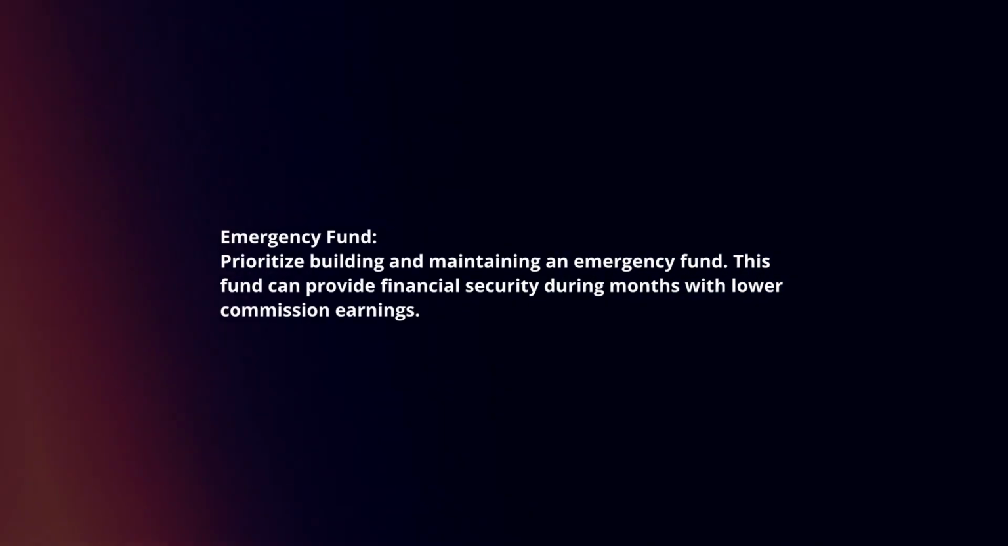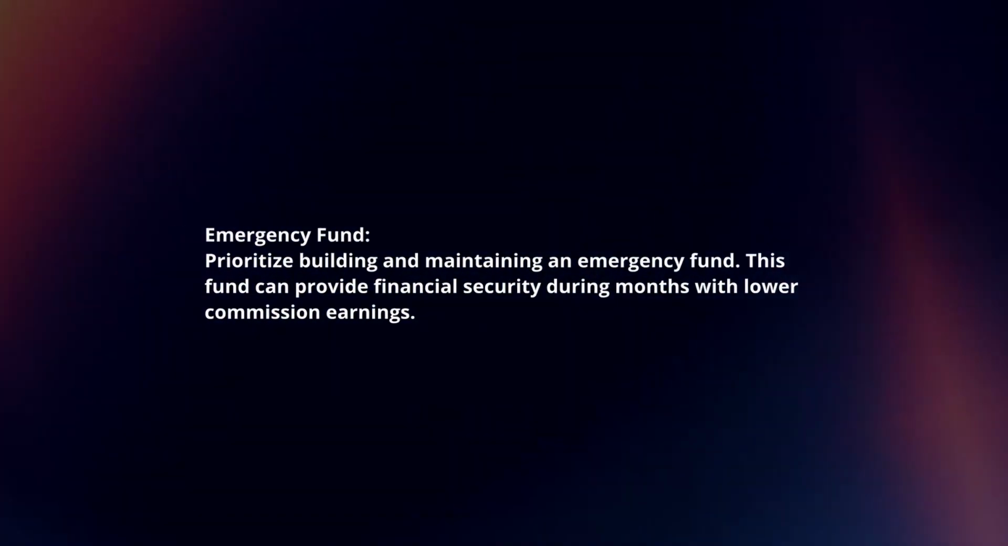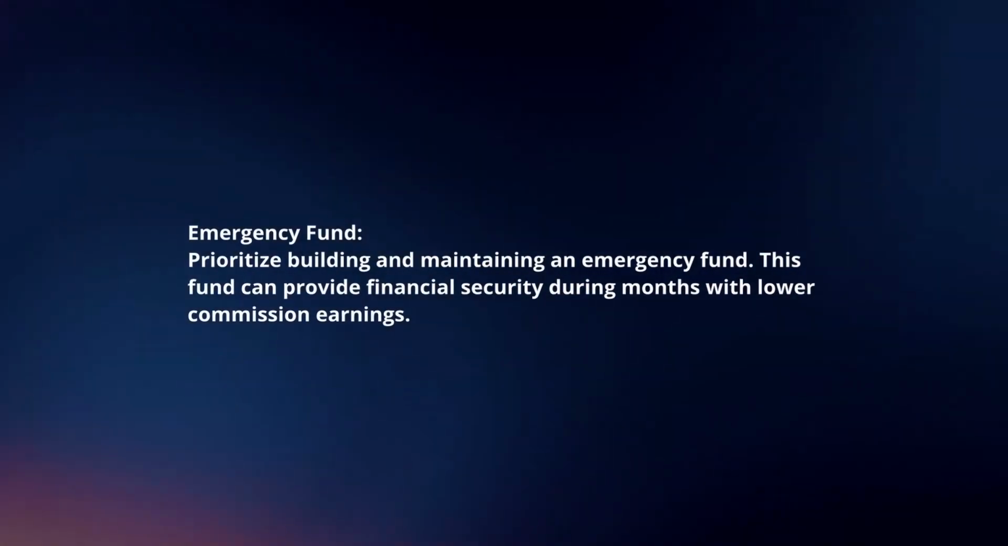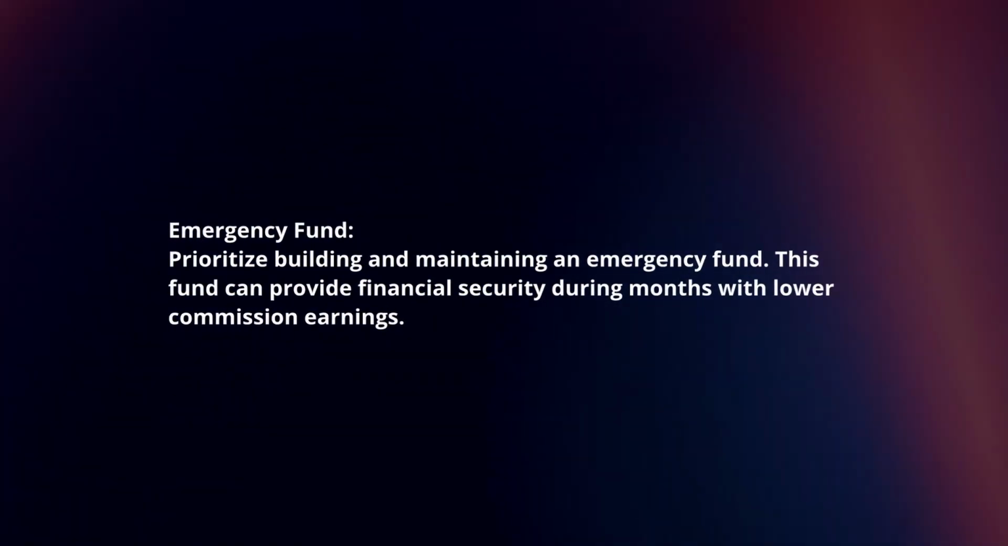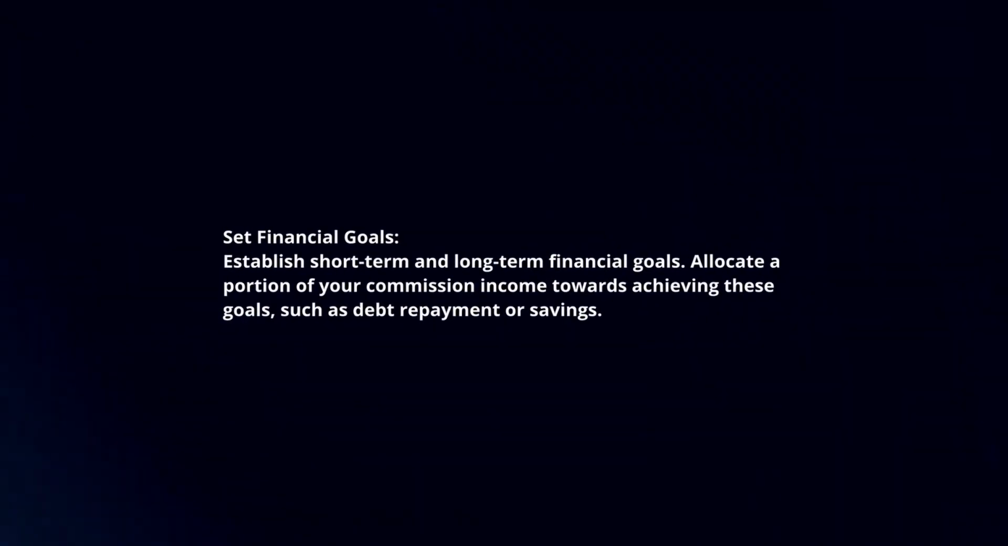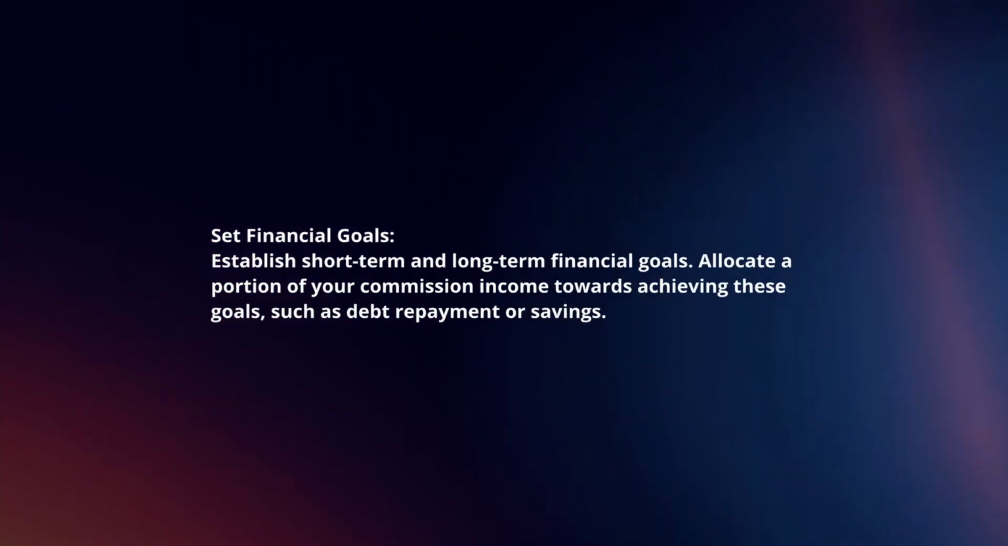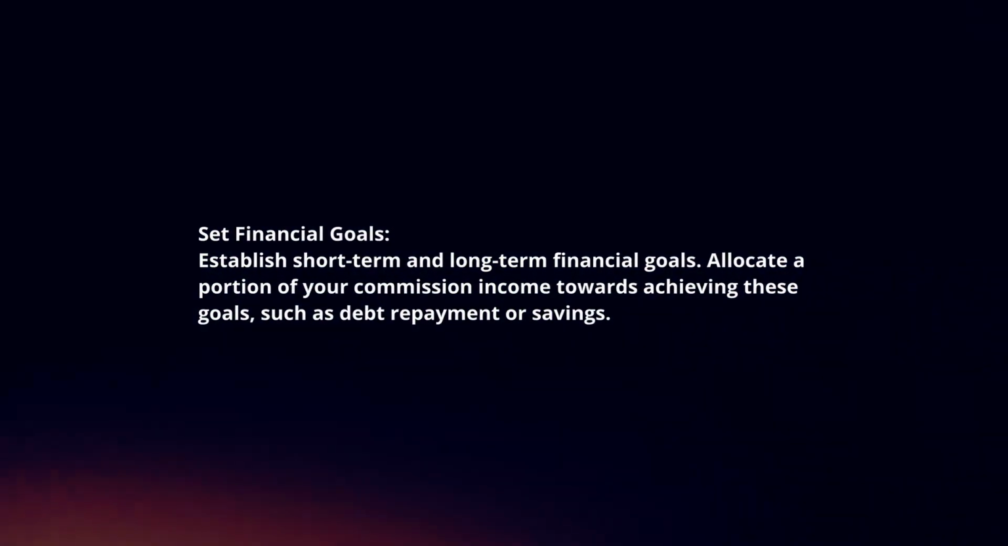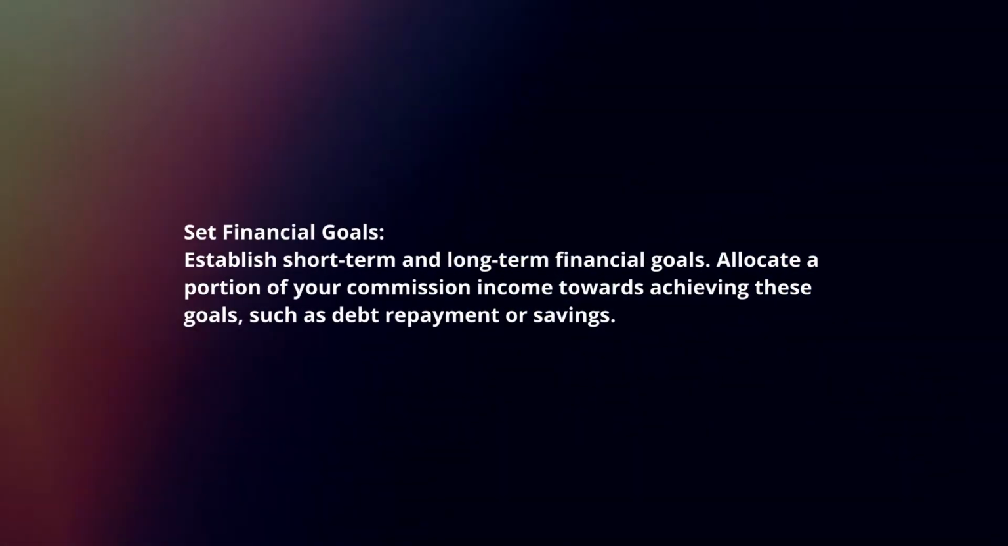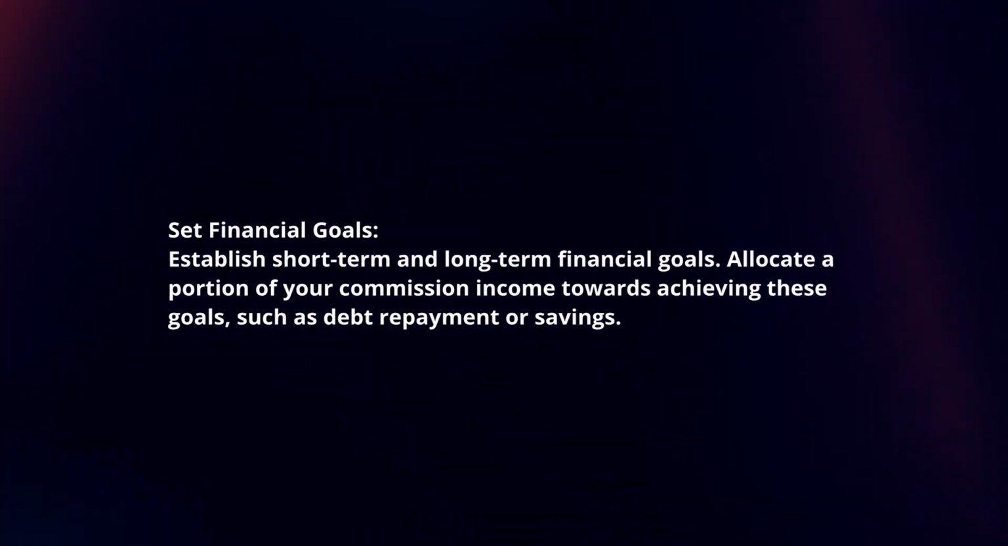Emergency fund. Prioritize building and maintaining an emergency fund. This fund can provide financial security during months with lower commission earnings. Set financial goals. Establish short-term and long-term financial goals. Allocate a portion of your commission income towards achieving these goals, such as debt repayment or savings.